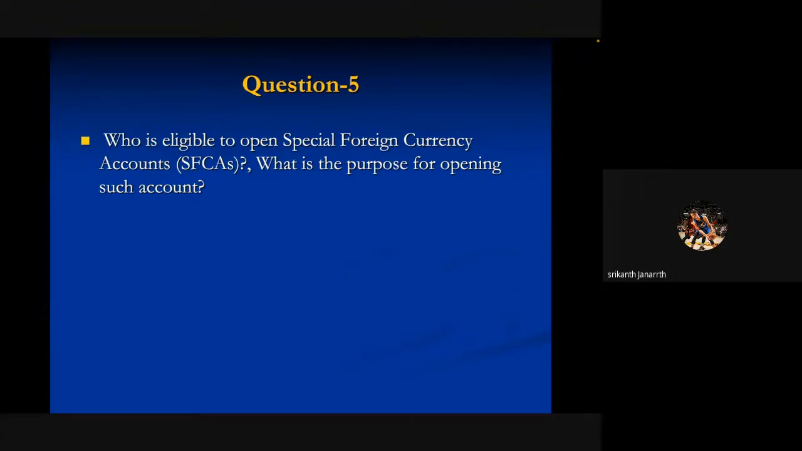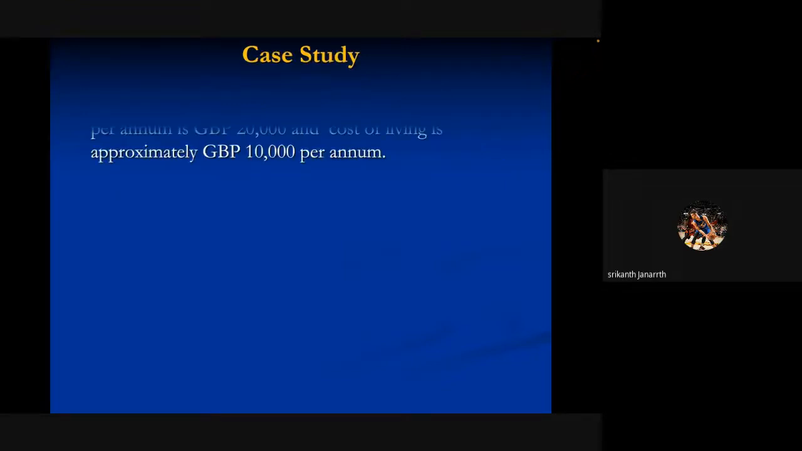What is the purpose for opening such an account? Why is that account required? You can say, to facilitate foreign currency denominated investment on the CSE, on the Colombo Stock Exchange, right?